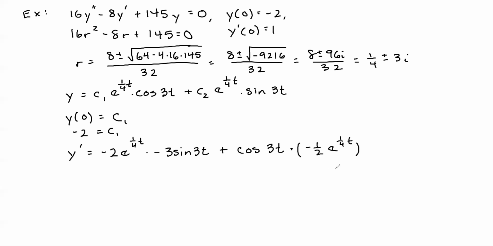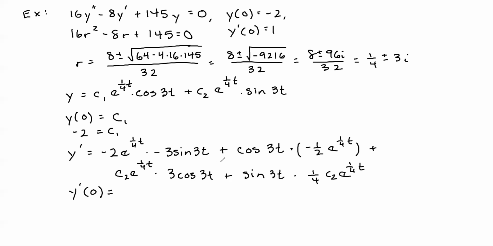Okay. And then next, we need to do the derivative for this second piece. So we'll have the first, which is C2 e to the 1/4 t, times the derivative of the second, which is 3 cosine 3t, plus the second, sine 3t, times the derivative of the first, which is 1/4 C2 e to the 1/4 t. And then we can plug in y prime of 0. And what's going to happen here? Anywhere there's a sine, the term is just going to go away, right? So this guy's going to get killed by that sine term. This guy's going to get killed by that sine term. So we're going to have a term here. So plug in 0. This is going to be 1. This is going to be 1. So we're going to get -1/2. And then here we've got C2 times 1 times 3 times 1. So we're going to get +3C2.